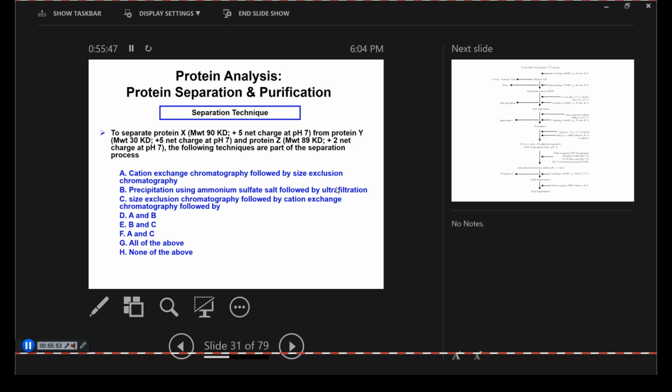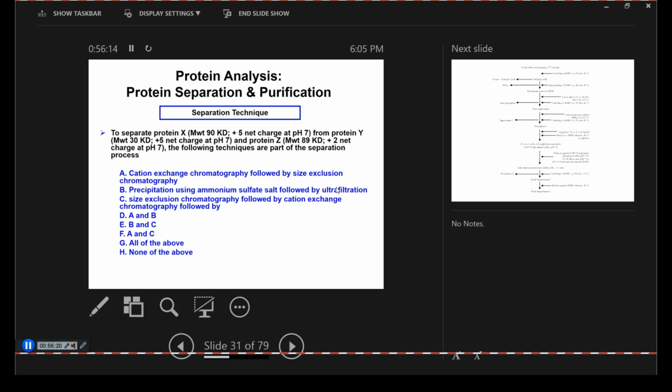Okay, but then if I do the salt and then I have two different molecular weights, can I separate them by membrane filtration or size exclusion or both? Both. I can do both. Okay, can I separate these two, the plus 5 from plus 2 using a cation exchange? I can. So all of them.